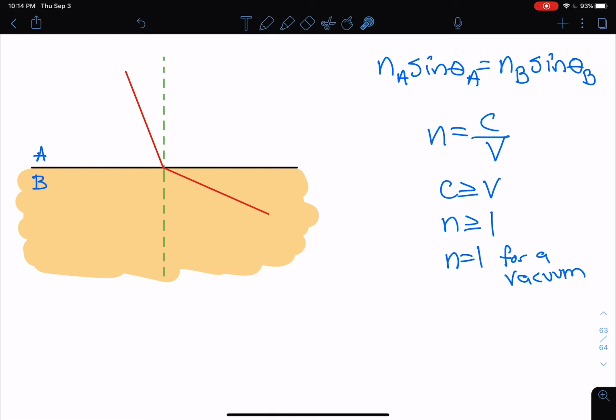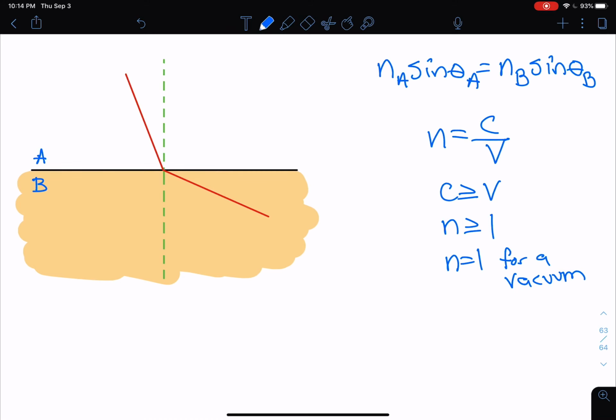Not always. There is one special situation where it doesn't happen, but most of the time you're going to get this kind of bending. You won't get it if A and B have the same index of refraction. You also won't get it if it's fired straight on. So if it came straight down, there wouldn't be any deflection. But otherwise, there's deflection.